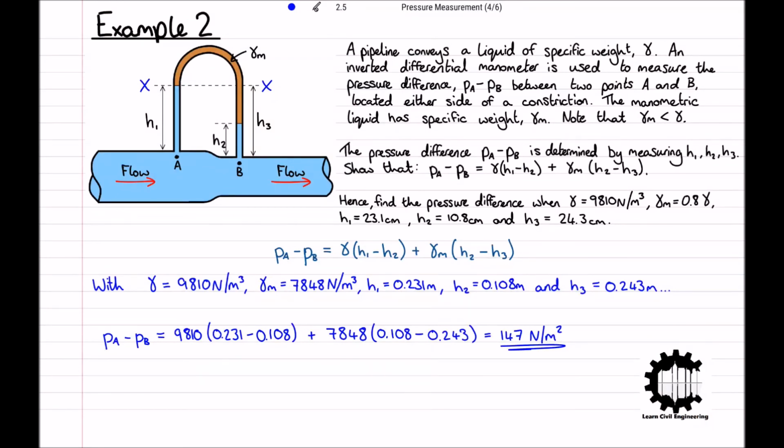Well done if you solved both of these problems, and if you didn't manage to, I hope after working through them together, you now have a better understanding of them.